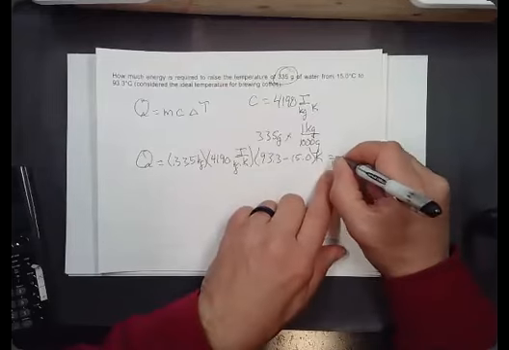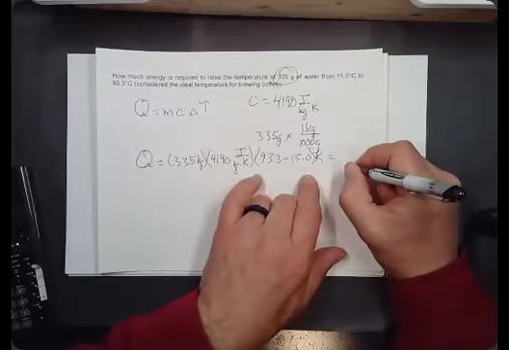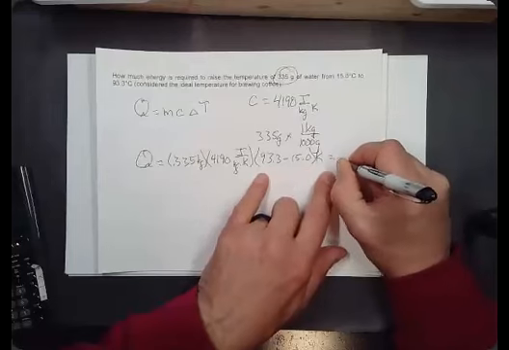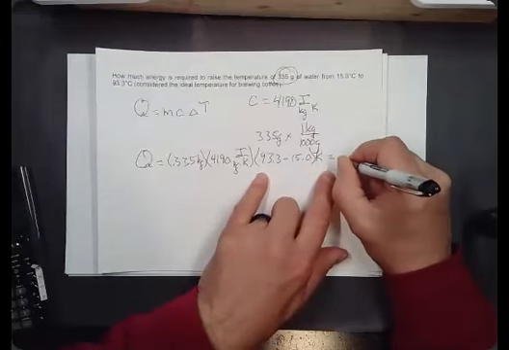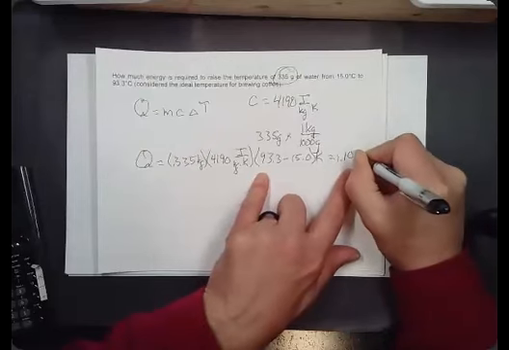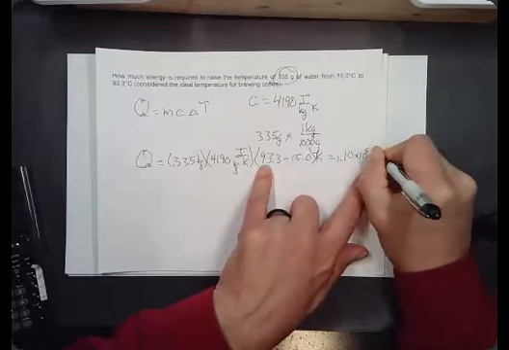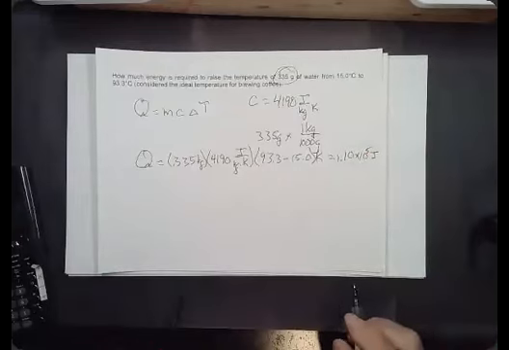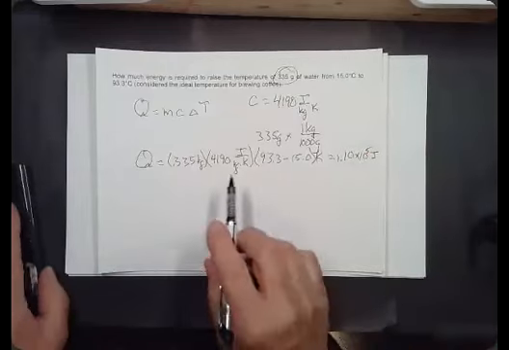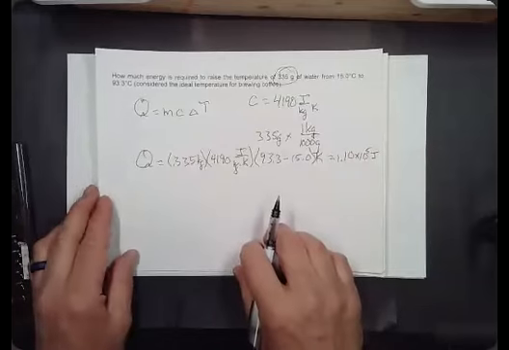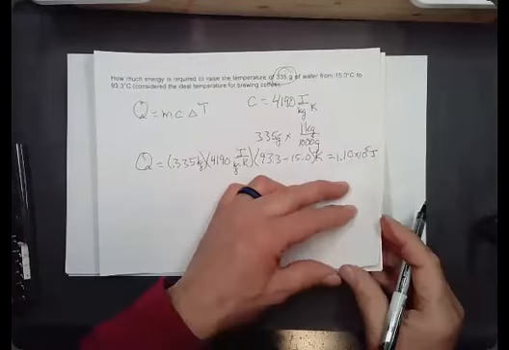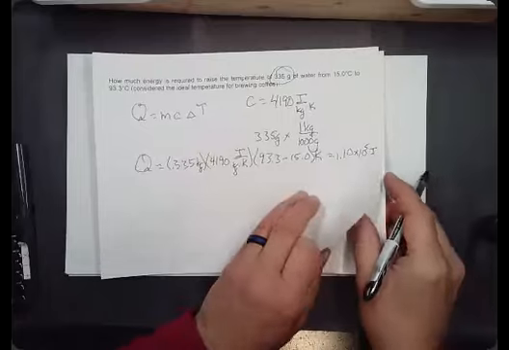But I get about, I only have, do I have 3 sig figs? I do. So it would be 1.10 times 10 to the 5th joules. So fair amount of heat for just making a cup of tea or a cup of coffee. So our first kind of calorimetry problem.